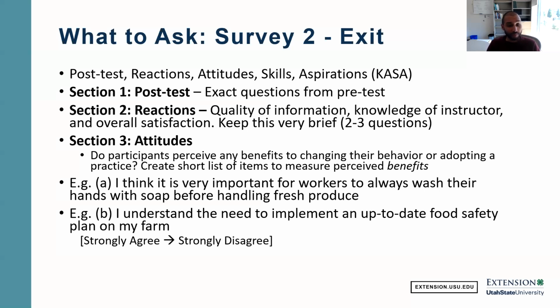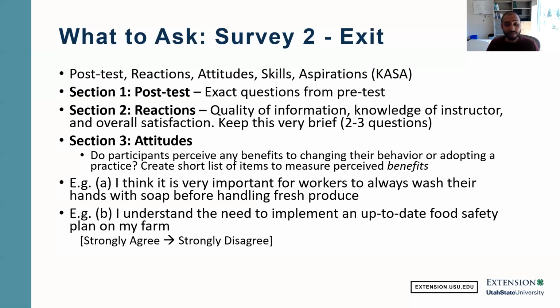So moving on to section 3, you can ask about participants' attitude towards the program or training. This section is important because it tells you if your participants even care about changing their behavior or adopting a recommended practice. So as I always say, I can know a lot about eating healthy, but if I don't care about doing so, then I wouldn't. So the idea in section 3 is to understand if participants care by asking about their perceptions of the benefits of change in their behavior.